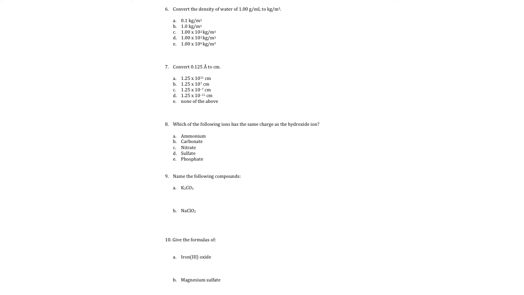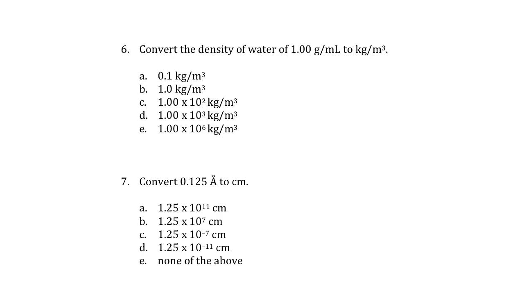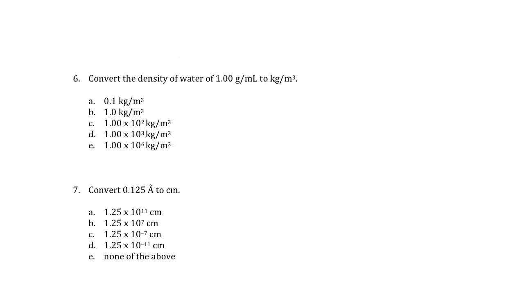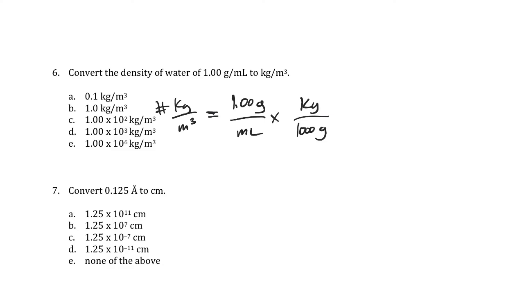Moving ahead here to the remainder of the quiz, section 7. Number 6, convert a density of gram per milliliter to kilograms per cubic meter. What we might do is start with what we're looking for: kilogram per cubic meter. We start with 1.00 gram per milliliter and just do the conversion here. So 1,000 grams is a kilogram, so that is easy to get into place.